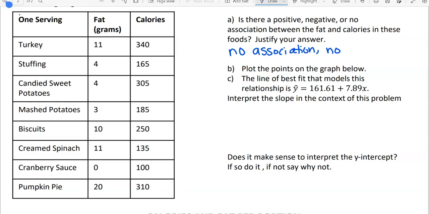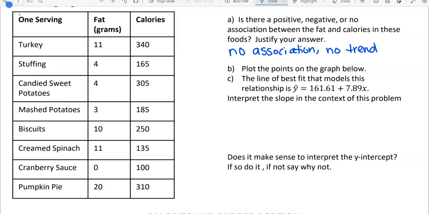I don't see a trend going on. I don't see the calories increasing as the fat increases. I don't see it decreasing in any way. Because look right here, 4 grams is 165 calories, but then 4 grams is also 305 calories. So they're kind of all over the place.